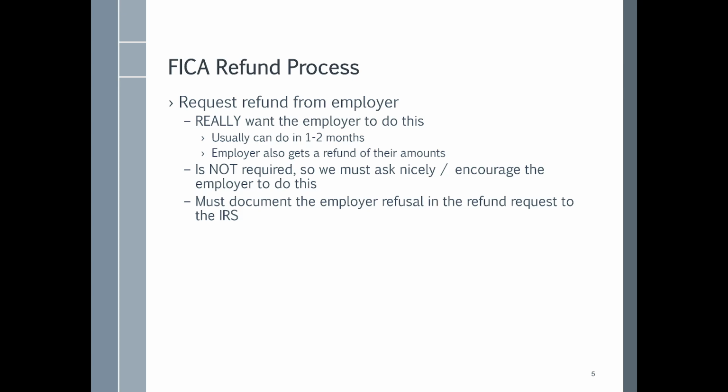All right, so what is the process? It starts by asking the employer for a refund. And we really, really want the employer to do that. Usually it takes 1 to 2 months, sometimes 3, to get the money back from the employer. The employer also gets their money back as well. So whatever the student gets, the employer gets that same amount.